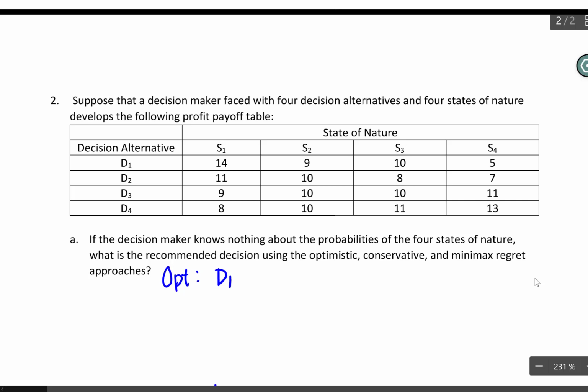Now with the conservative approach, we want to pick the best of the worst. So we would look at decision alternative 1. What is our worst payoff? That goes along with state of nature number 4 or 5. Decision alternative 2, what's the worst we could get? 7. Decision 3, we could get 9, or decision 4, the worst is an 8. Now we want the best of the worst. So the highest payoff here is the 9 that goes along with decision 3.